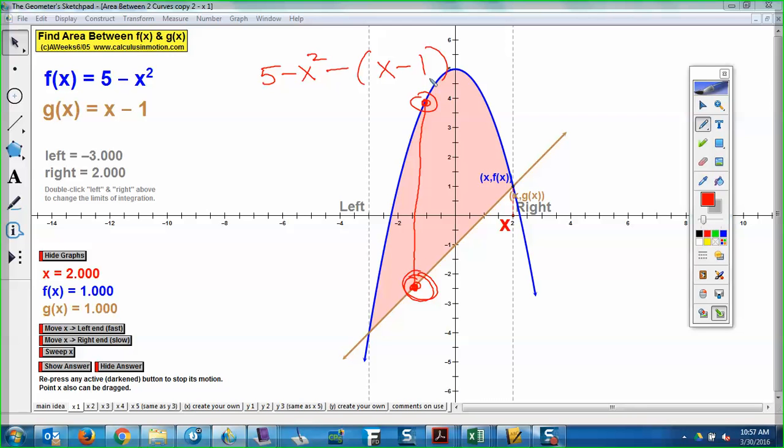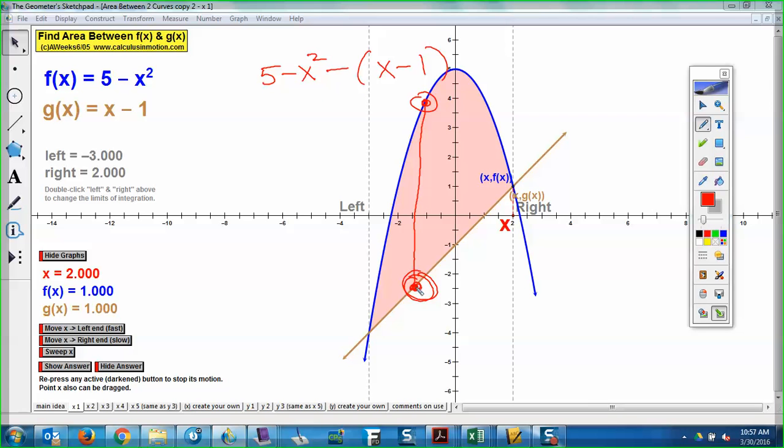Every y value on the blue curve is 5 minus x squared, and every y value on the brown curve is x minus 1. So the strip height is this y value minus this y value. It's weird because they're y values, but they have x's in them, right? But that's because it says y equals 5 minus x squared. The y value changes every time you get to a new x. Every time you go to a new x, new y value. All right, so that is the height of that strip.